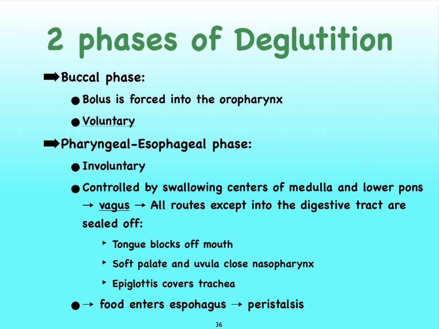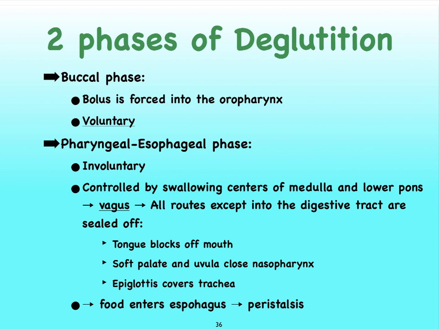Once the bolus hits that oropharynx, the next phase that kicks in is completely involuntary. And while we earlier talked about salivatory centers in the brainstem, this time we're dealing with the swallowing centers or the deglutition centers located in the brainstem, with a different cranial nerve involved. This time the vagus nerve is going to be involved in regulating the process of deglutition.